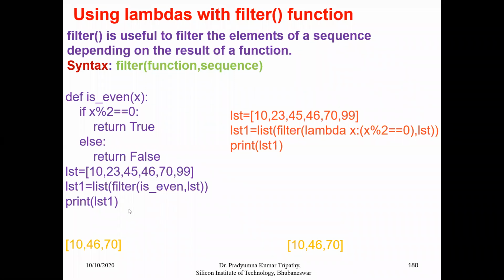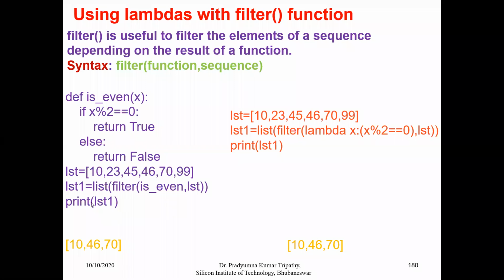Try to understand. It takes 2 arguments, a function and a sequence. So I pass is_even and list. What is list? List has these elements. So automatically to this function, one element at a time is passed: 10, then 23, then 45, 46, like that. Whenever each element is passed, it is checked whether it is even or not. Those which are true, the values are returned so that it will form a list and it will be stored in list1. So it is displaying this one.